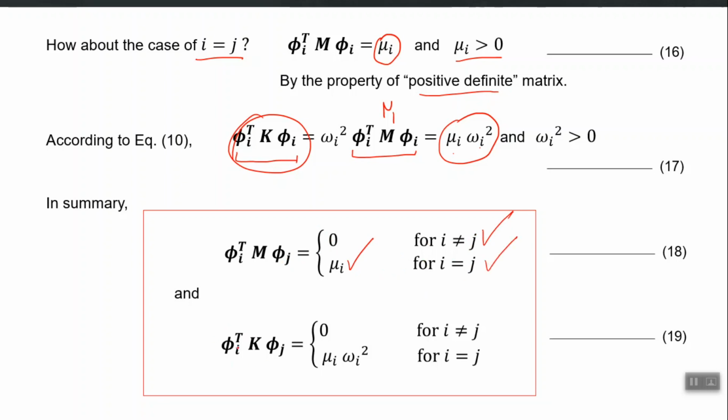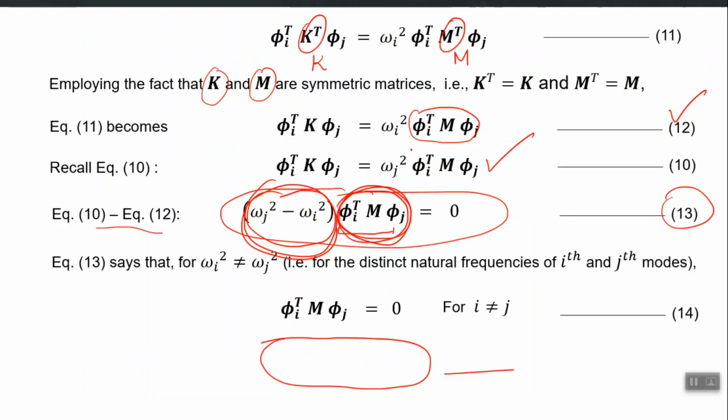Similarly, whenever you have phi i transpose into k into phi j, you will have 0 as the answer when i is not equal to j, and mu i into omega i square for i equal to j. This equation you can easily derive using the eigenvalue equation. It is the same eigenvalue equation with just phi i transpose on both sides. So, this is actually equation 10 which you have written already. So, this equation is the same equation.